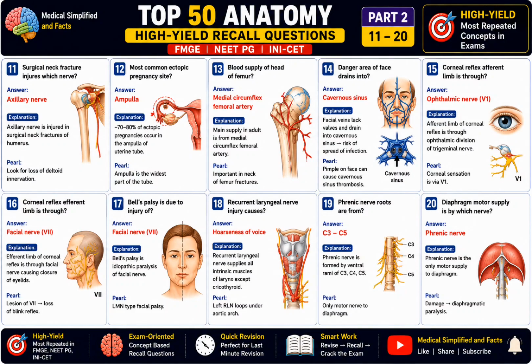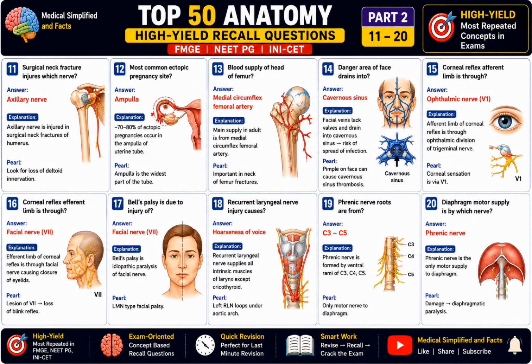Question 18. Recurrent laryngeal nerve injury causes what? Answer: hoarseness of voice. This nerve supplies all intrinsic muscles of the larynx except the cricothyroid. Remember, the left RLN loops under the aortic arch.